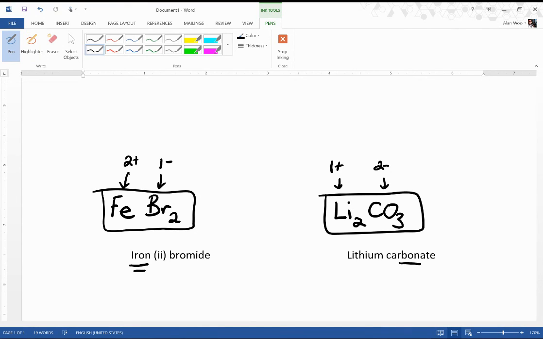So in a nutshell, this is basically how we name ionic compounds. The next video that I have set up will go through how you name molecular compounds.